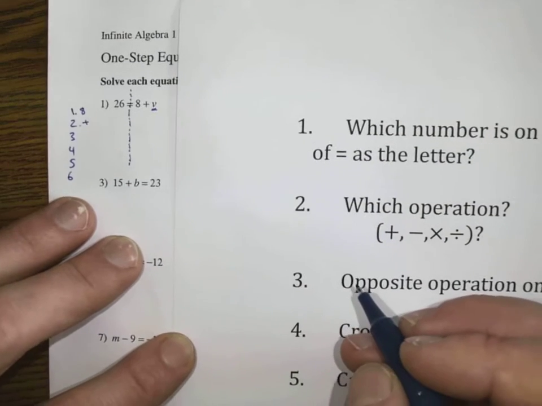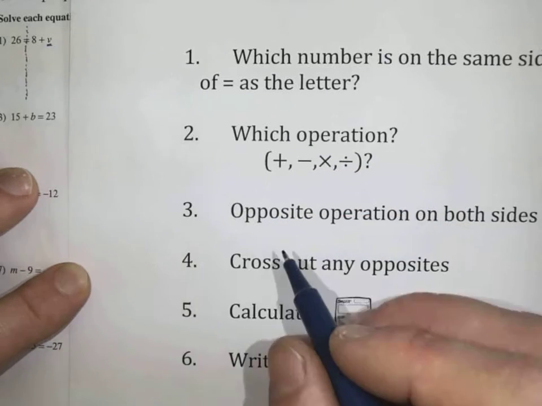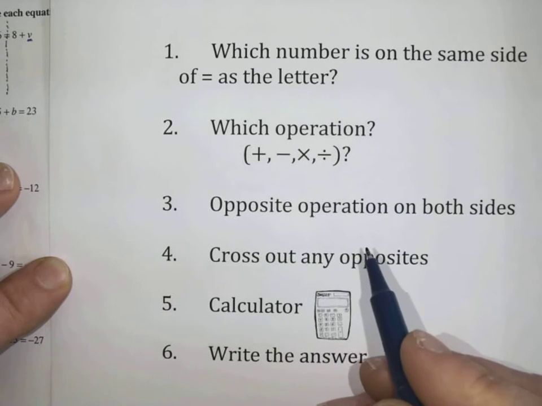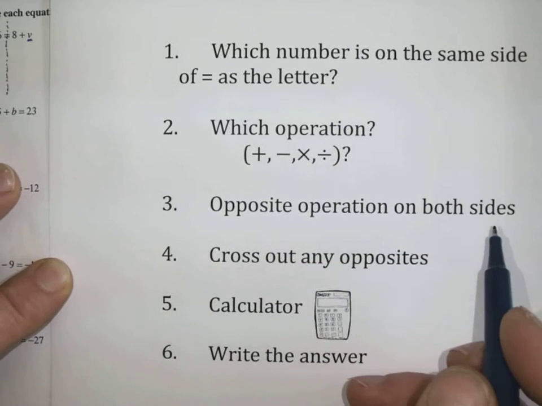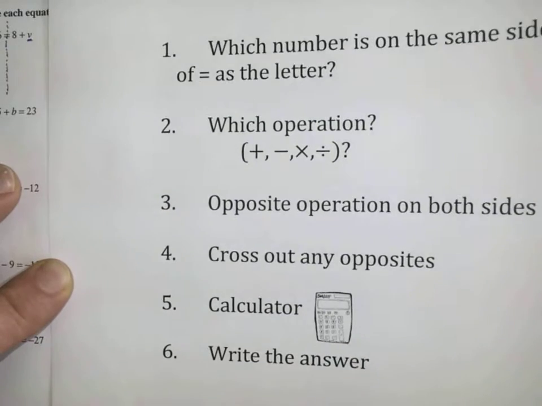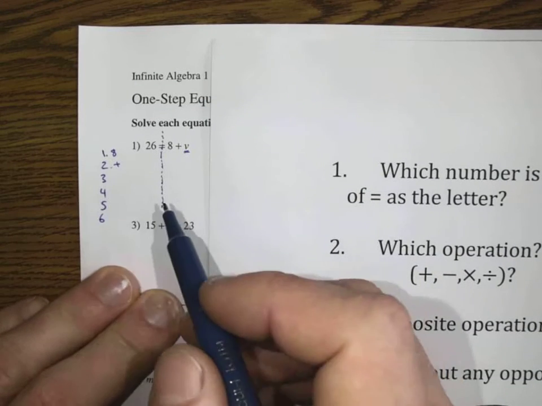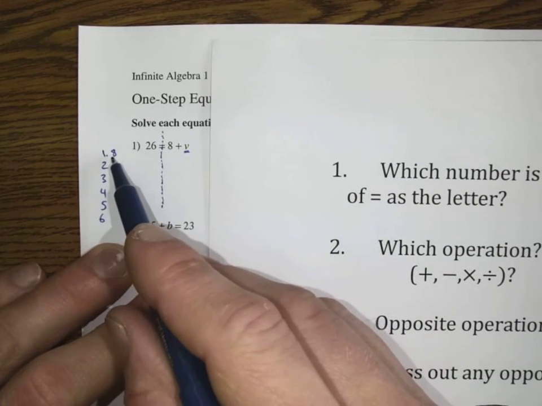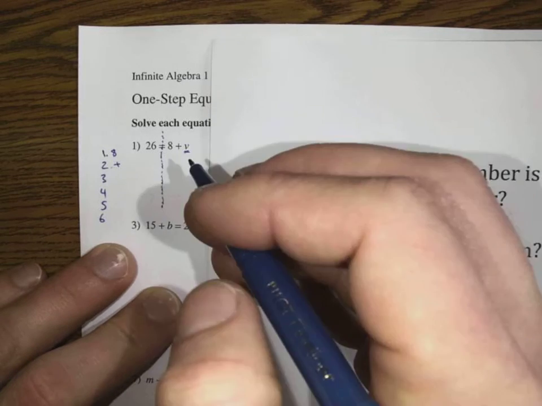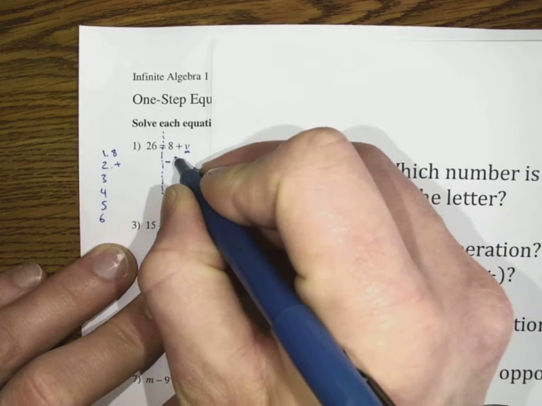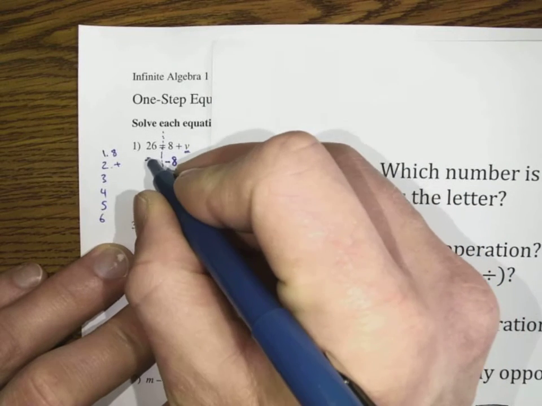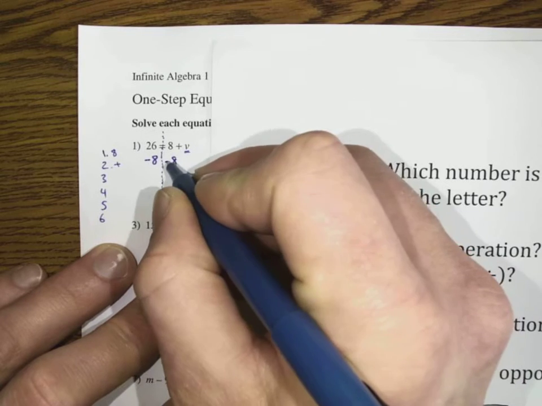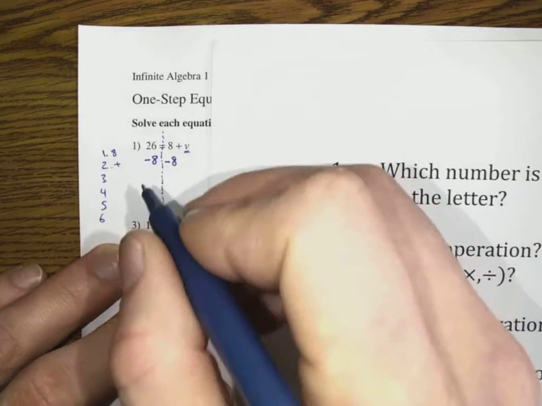Okay, cool. Moving on. Step 3 is we are going to do the opposite operation on both sides of the equation, of the equal sign. So the opposite of adding 8 is taking away 8. So I'm going to take away 8 on the left, and I'm going to take away 8 on the right. That's the opposite of adding 8.